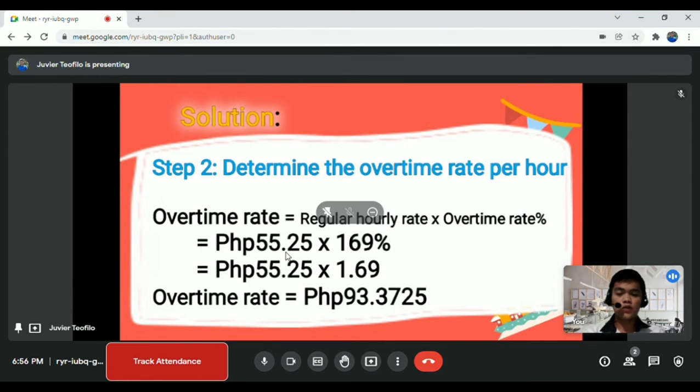55 pesos point 25 centavos is multiplied by 169% or 1.69, which is equal to 93 pesos point 3,725 centavo. This is our overtime rate. Now, please take note also of this because we are going to use this to get our final answer.